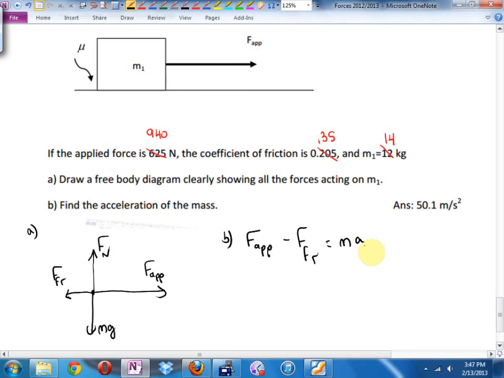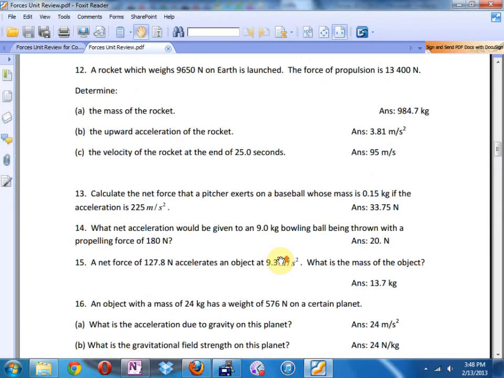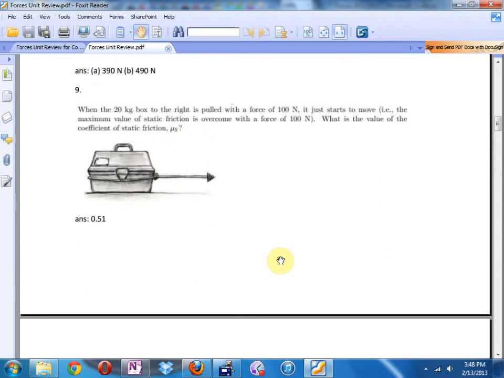Okay. Now, let's go back to Connor's question. Connor said, what about number 9? I think in number 9, you're prevented from moving. Is that what it said? Can you look at number 9? I'll go look myself. Oh, it just starts to move.